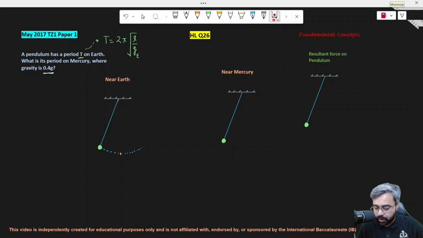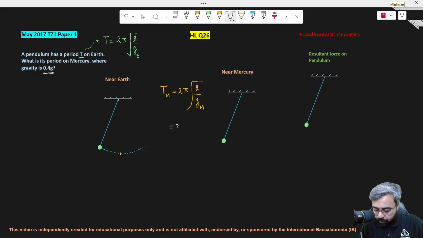What is one cycle on Mercury? It will go to the other extreme position and then back to its original position. What time does it take? So we know that the time period on Mercury, let's say T_m, is equal to 2 pi square root of the same length divided by the gravitational field strength on Mercury.